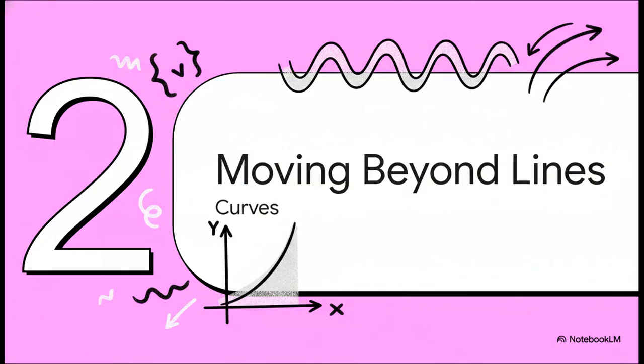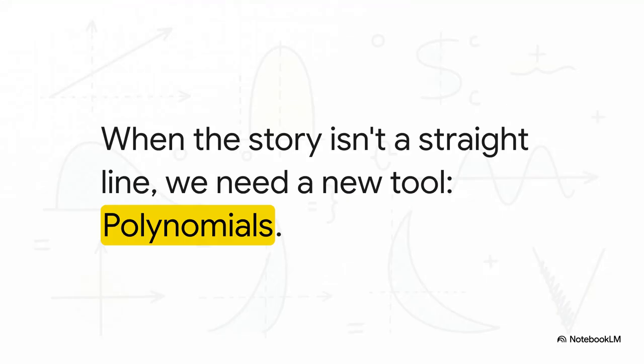Right, so straight lines are great, but life isn't always a straight line, is it? What happens when the story has a twist? What if things speed up or slow down? Well, that's when our nice, simple straight lines have to start to curve. So for these more complicated stories, the ones with twists and turns and peaks and valleys, we need to upgrade our toolkit. We need something more powerful. And that's where this next family of functions comes in.